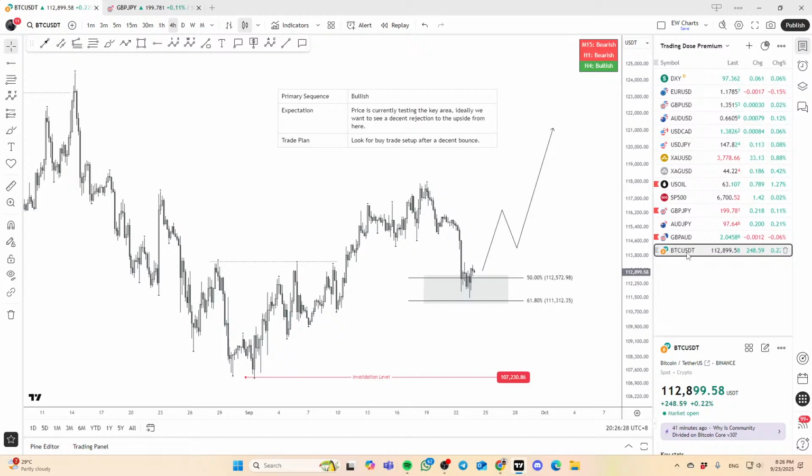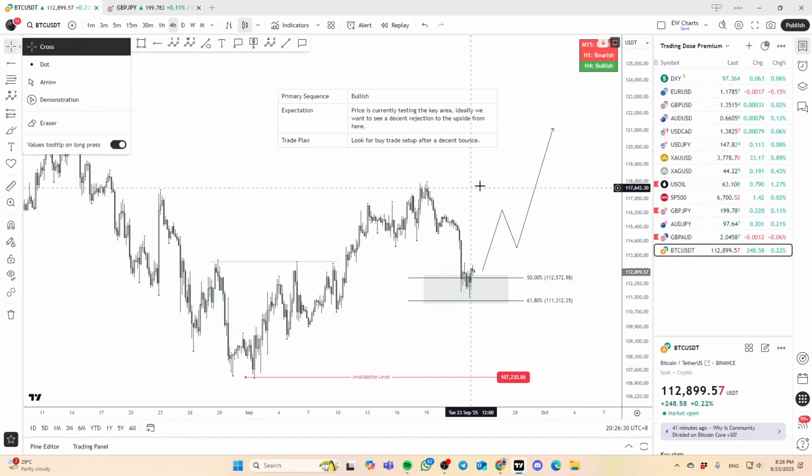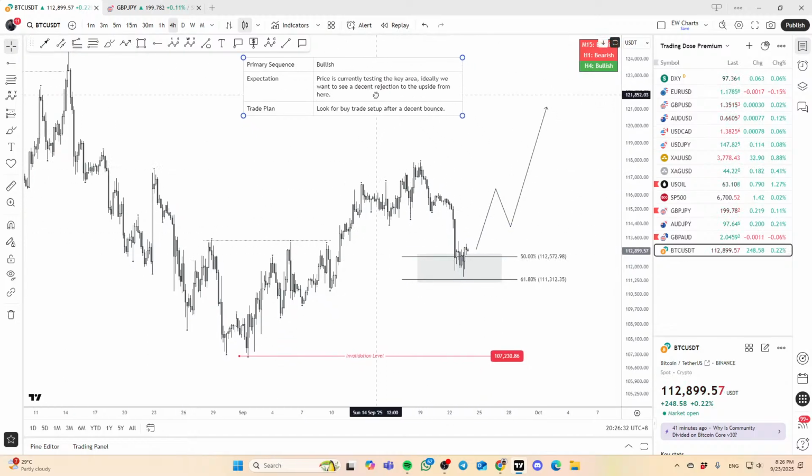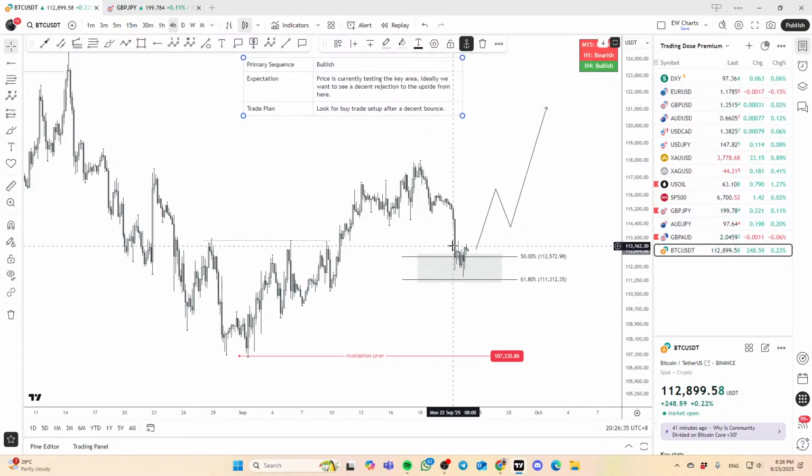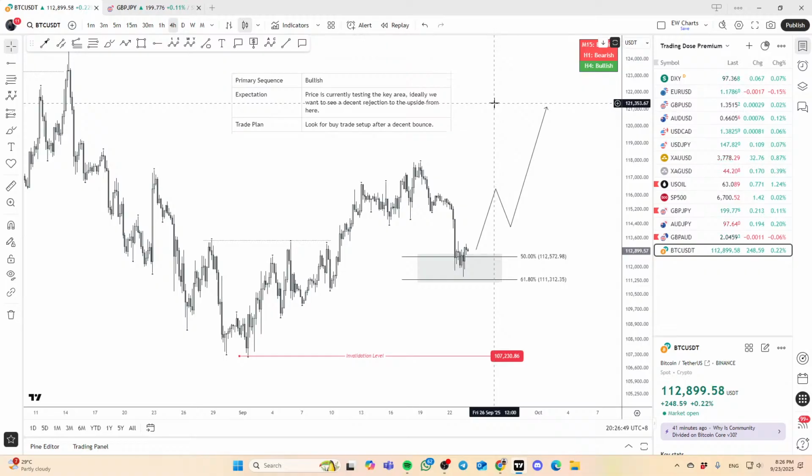And lastly, over here is Bitcoin. Bitcoin is currently testing the key area. Whenever price is at a key area, we are at a crossroad. What the market price does next is crucial because that will give us some clue, like at a crossroad, is it heading to the left or to the right?